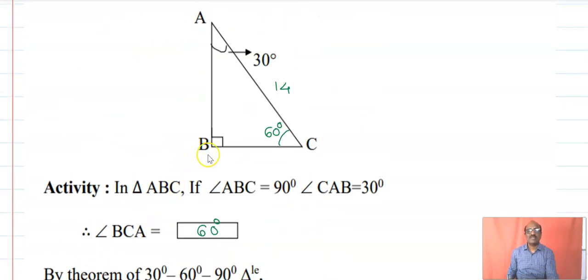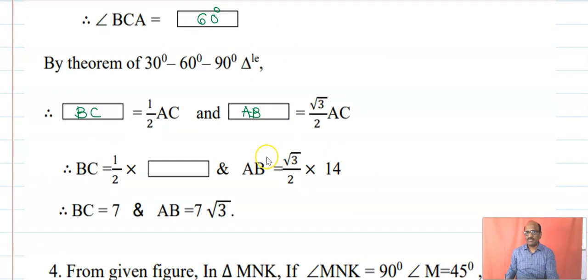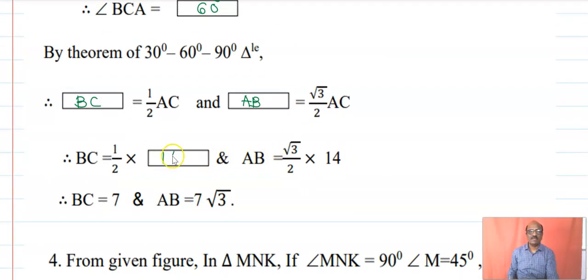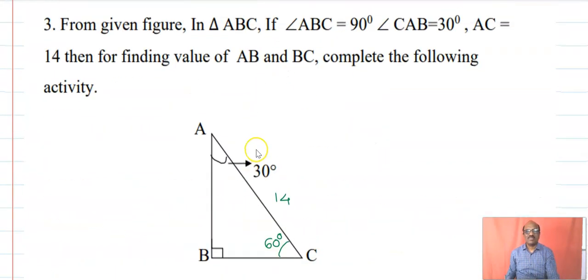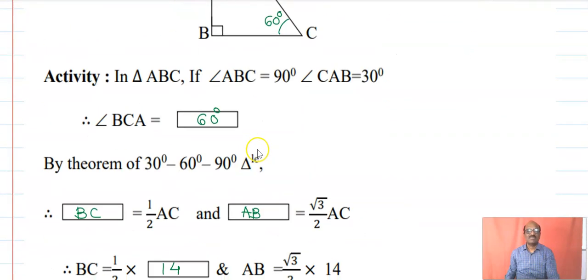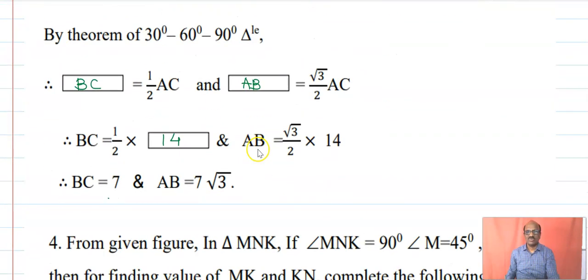And therefore, BC is equals to 1 upon 2 AC. But what is the AC here? How much was given to us? 14 was given. I will write here 14. AB is equals to root 3 by 2, again here 14. And if we simplify, BC is equals to 7 and AB is equals to 7 root 3. This is a very simple activity, and if the Pythagoras activity comes, I can get good marks there.